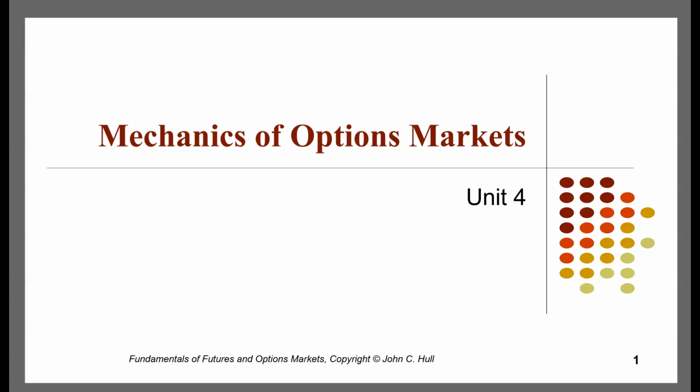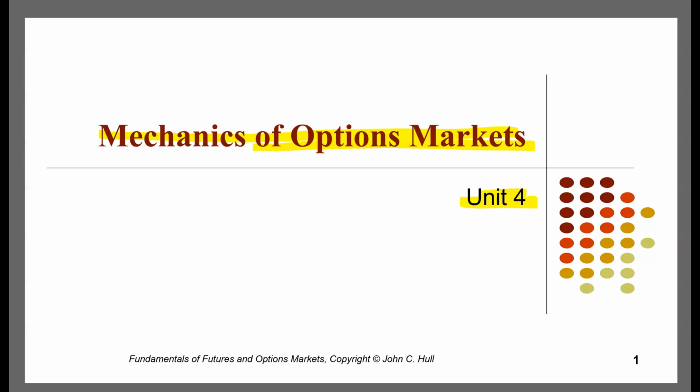So in this video, we're going to start with Unit 4, and in Unit 4 we're going to talk about the mechanics of option markets. In the previous units, we introduced derivatives markets and some of the derivative products that we're going to look at, and in the second and third units we started talking about futures, and we dug a little deeper into how futures markets work. So we dealt with futures, and we talked about hedging strategies using futures. Now, here we want to look at options.